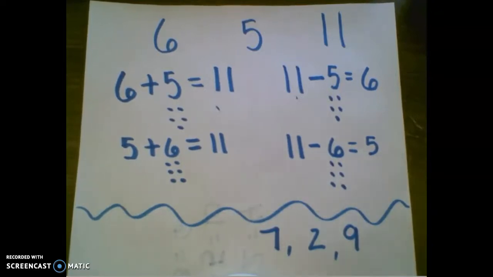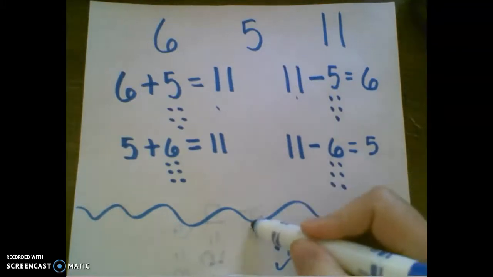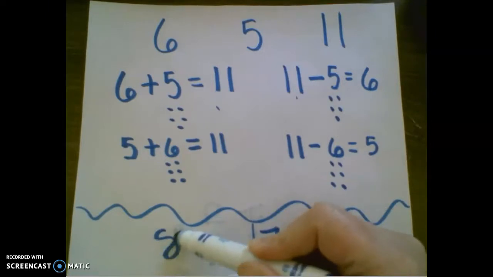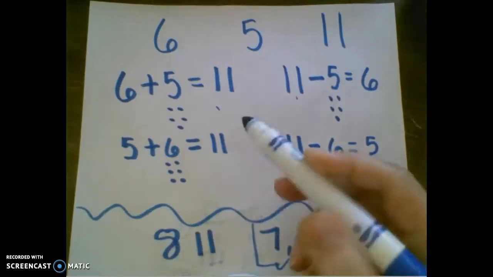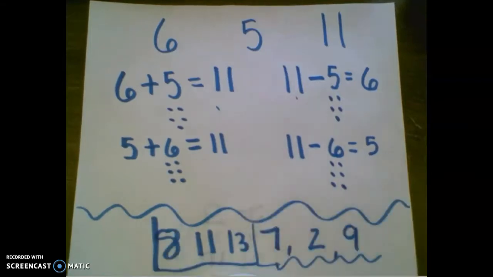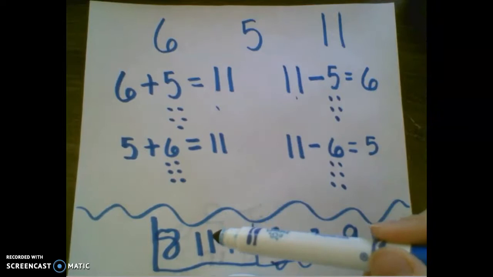You're also going to make another fact family with a different set of numbers, which are 8, 11, and 13. So you're going to make 2 sets of fact families or equations using those 3 numbers. So this set is going to have 4 equations, and this set's going to have 4 equations.